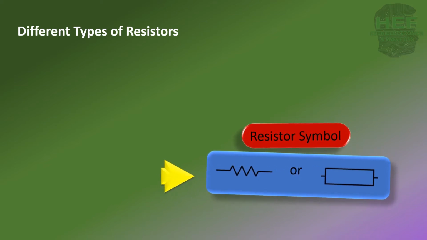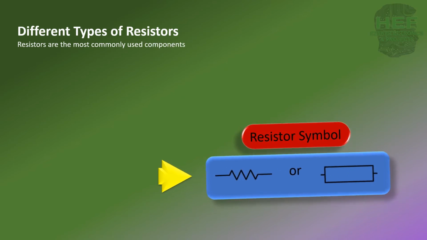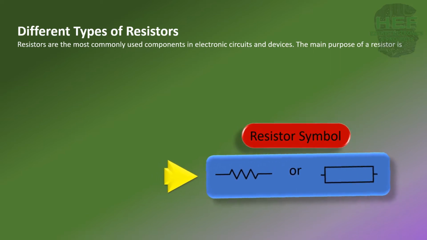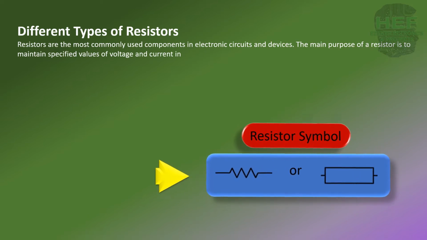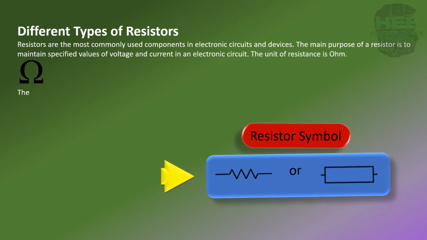Different types of resistors. Resistors are the most commonly used components in electronic circuits and devices. The main purpose of a resistor is to maintain specified values of voltage and current in an electronic circuit. A resistor works on the principle of Ohm's law, and the law states that the voltage across the terminals of a resistor is directly proportional to the current flowing through it.